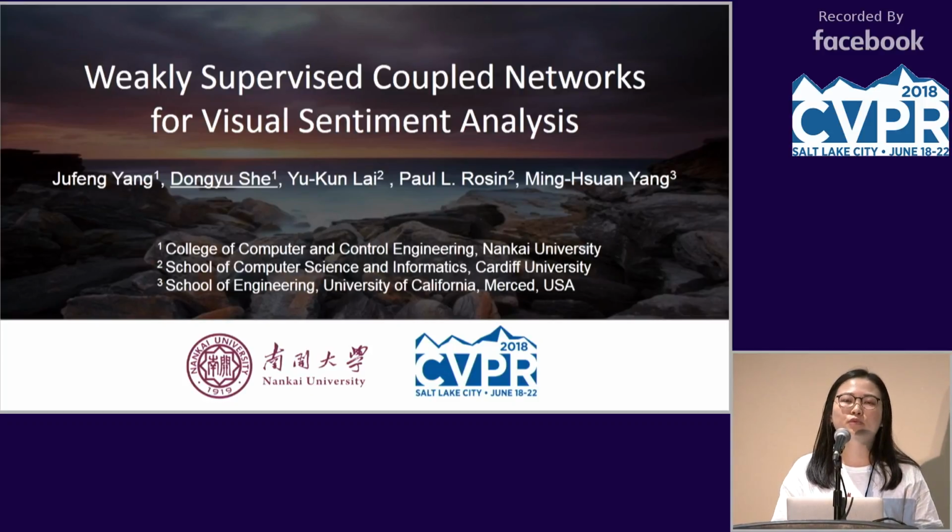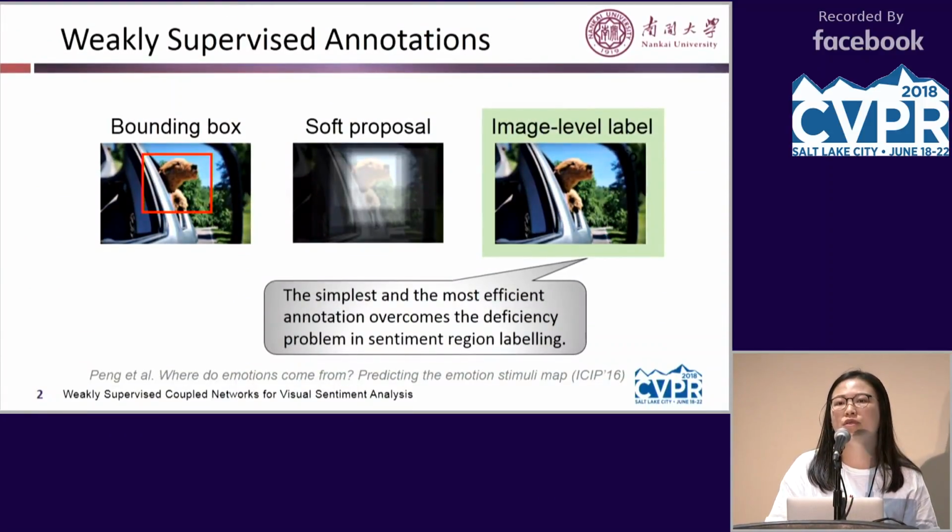The previous work has proved that sentiments can be evoked from specific regions that have discriminative information, while the traditional detection method uses a single bounding box to label an object. The sentiment regions are represented with a soft proposal due to the subjectivity. So we propose a weakly supervised framework to utilize such localized information while only requiring the image level labels, which is the simplest and the most efficient annotation.